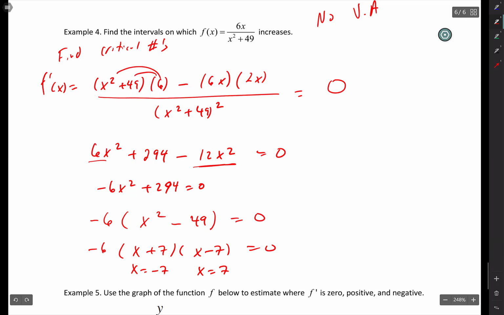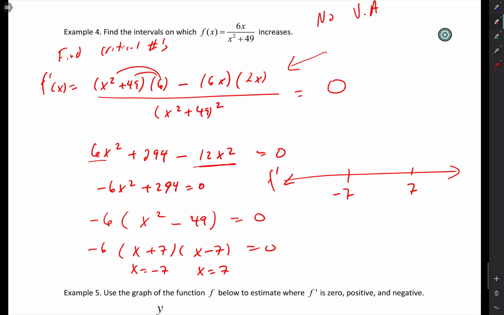Now that I got my critical numbers, I do my little number line. Sometimes they call this railroad tracks. I call this f prime. And I'm just gonna choose numbers. You can put it into the original, it doesn't matter. I'm gonna choose numbers, it's easier for me, and I'm gonna put them in there. I don't care about the denominator, it's always positive anyways.